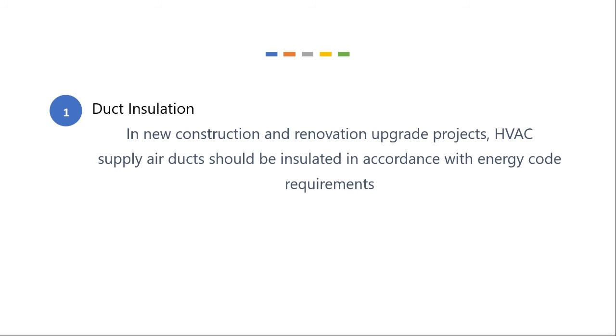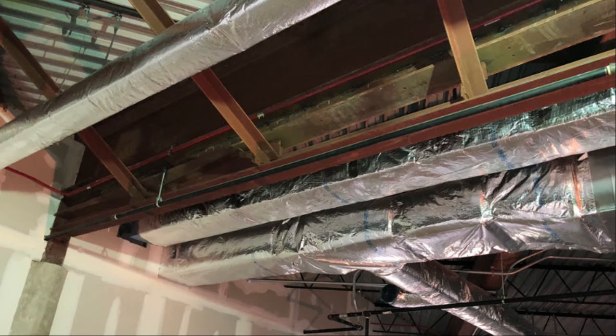It's important for new construction to insulate supply air ducts. Older buildings didn't really do that. Newer buildings do. There's different energy code requirements. If you look at some ducts here, you can see they've got this insulation, and it's aluminum foil on the outside, and there's kind of a fiberglass filling on the inside.